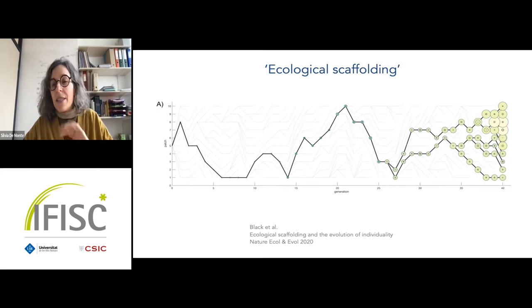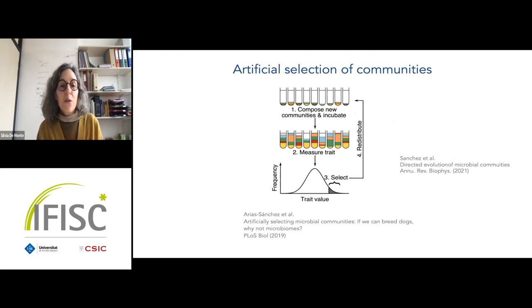So this idea is theoretical, but many people think of doing this, and actually they are doing this in practice with microbial communities because they are pretty easy to handle. So what you would do is that you start from a number of communities that have different composition. You have a phase of growth where you let them grow in nutrients, for instance, up to a given final size or for a given final time. And at this point, you measure a trait of interest.